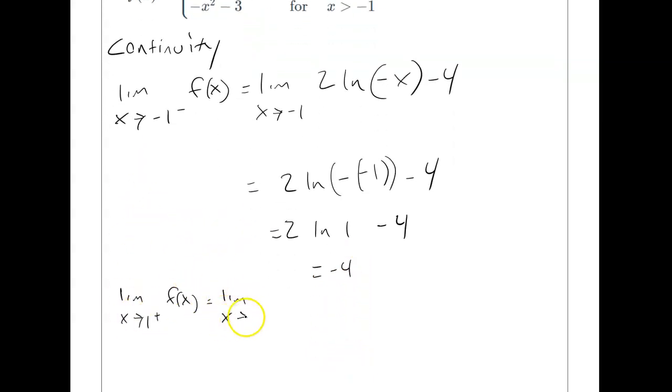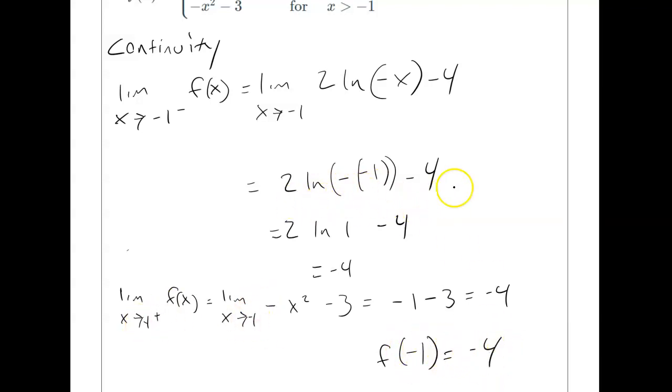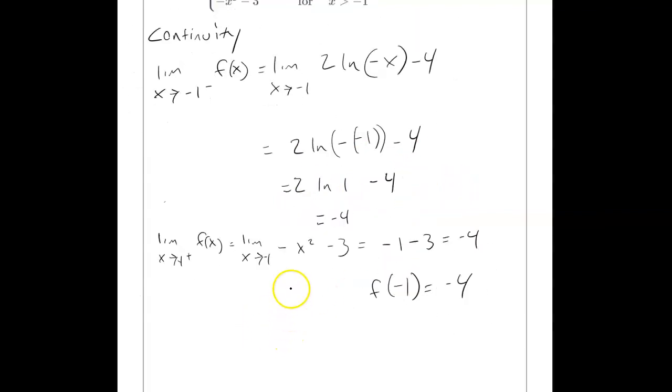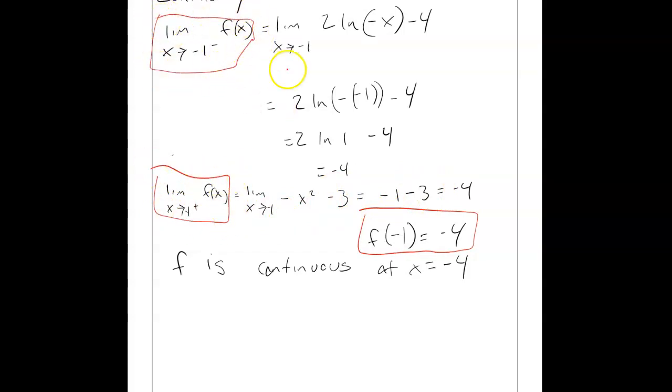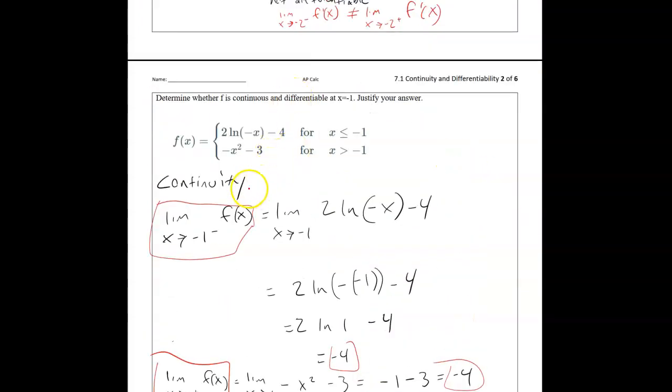My right limit is going to be equal to the limit as x approaches -1 of my other piece, which is -x squared minus 3, which if I'm plugging in -1 would be -1 minus 3, which is -4. And then f of -1 would also be -4, because it would just be the same as this. So then I could conclude that f is continuous at x equals -1 because I have f of -1, my left limit, and my right limit all equal to -4. So I'd say yes for continuity.